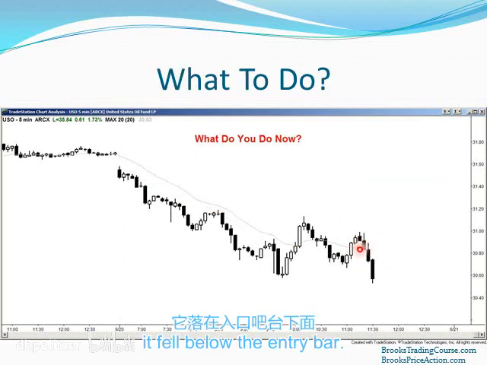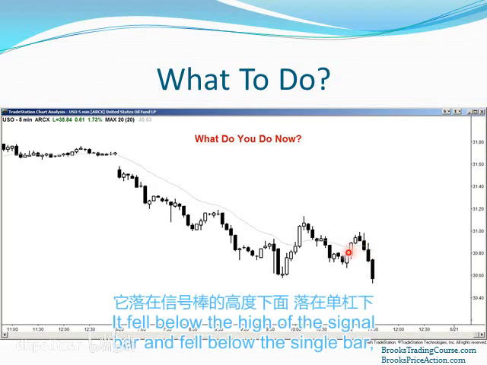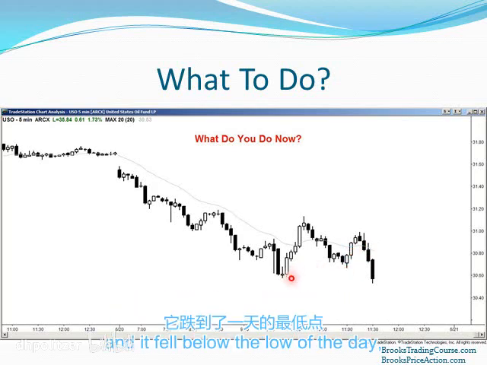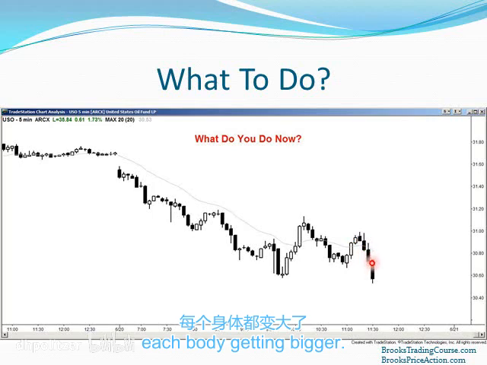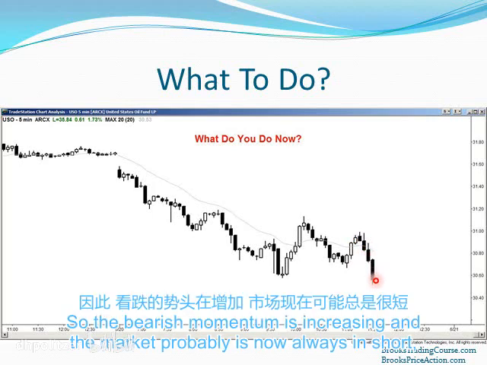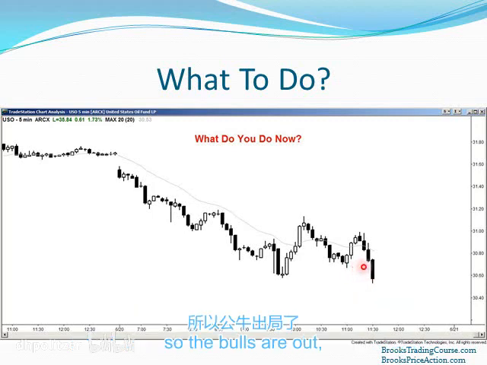All right, it fell below the entry bar. It fell below the high of the signal bar. It fell below the signal bar, and it fell below the low of the day. And it did so with 4 big bear bars, each body getting bigger. So the bearish momentum is increasing, and the market probably is now always in short. So the bulls are out.